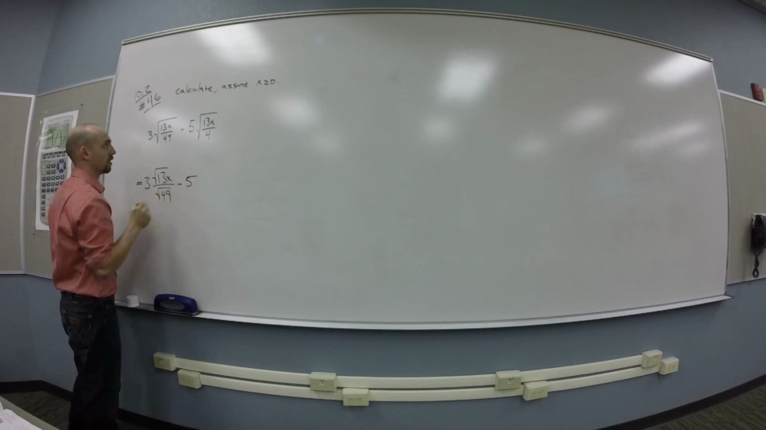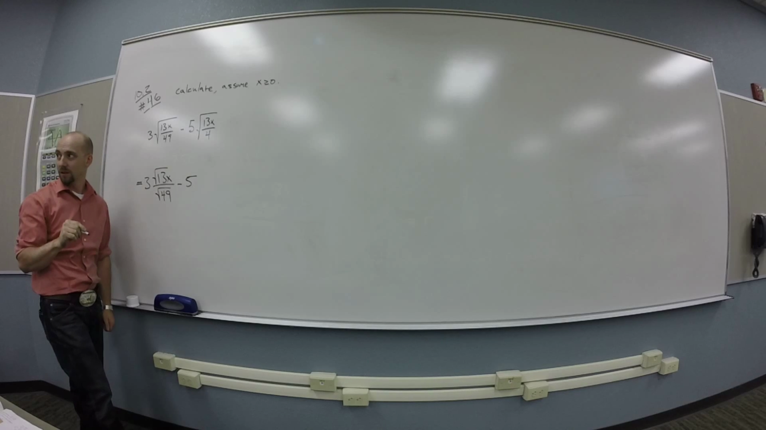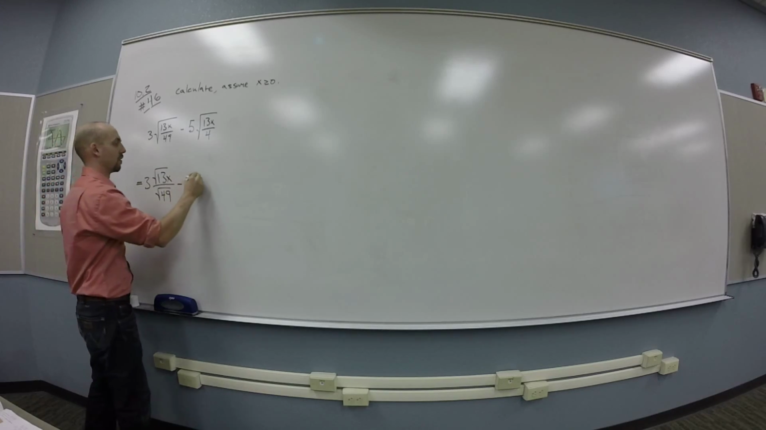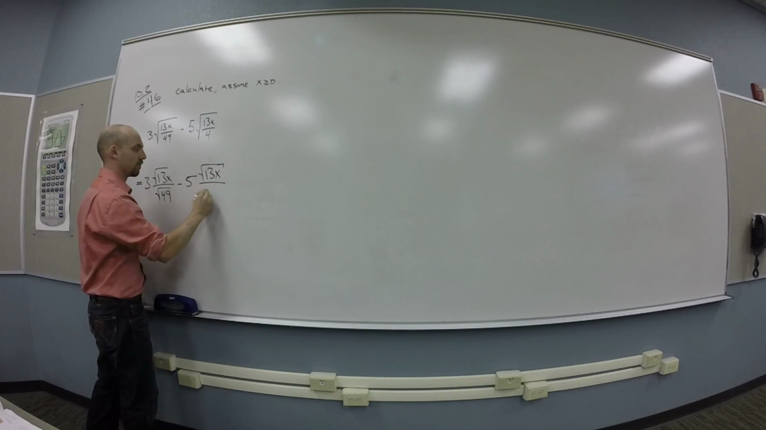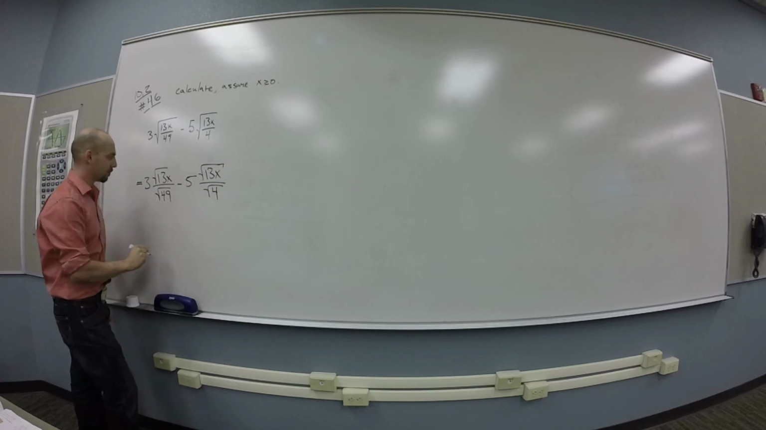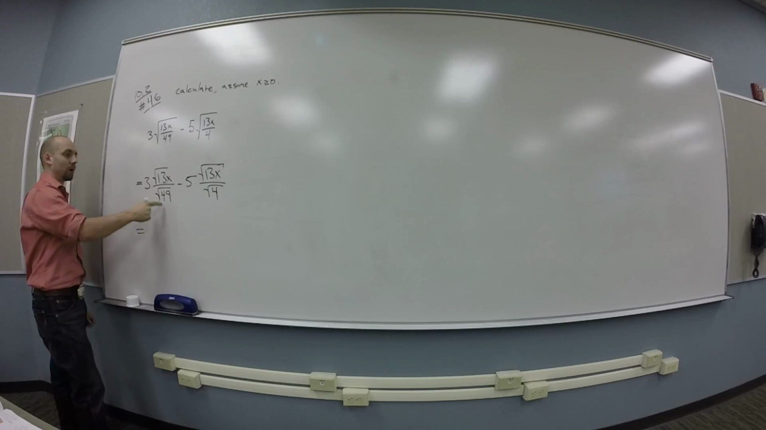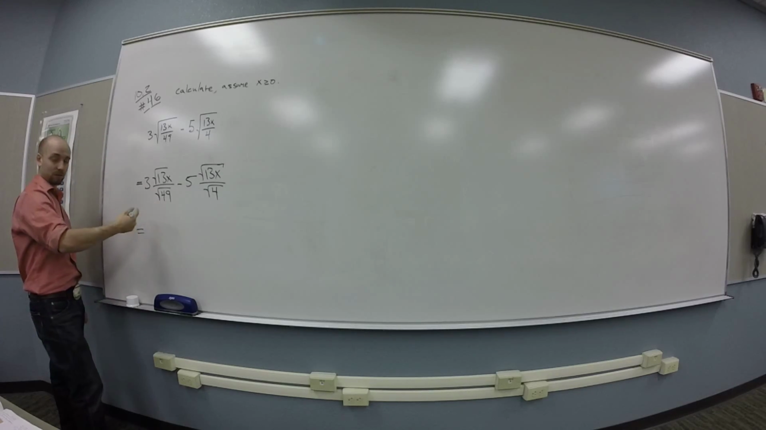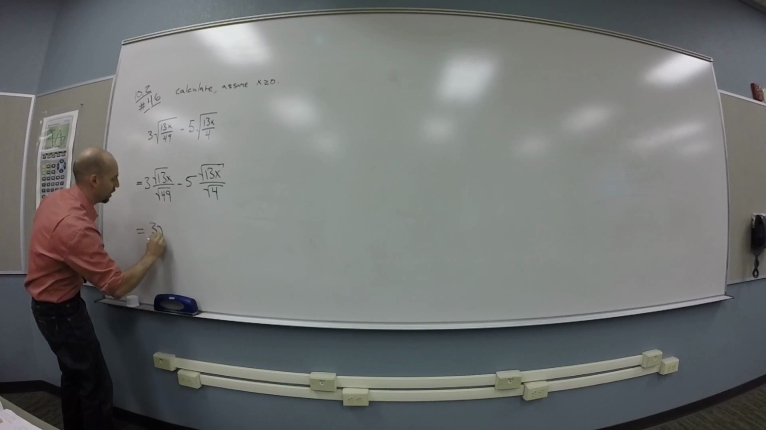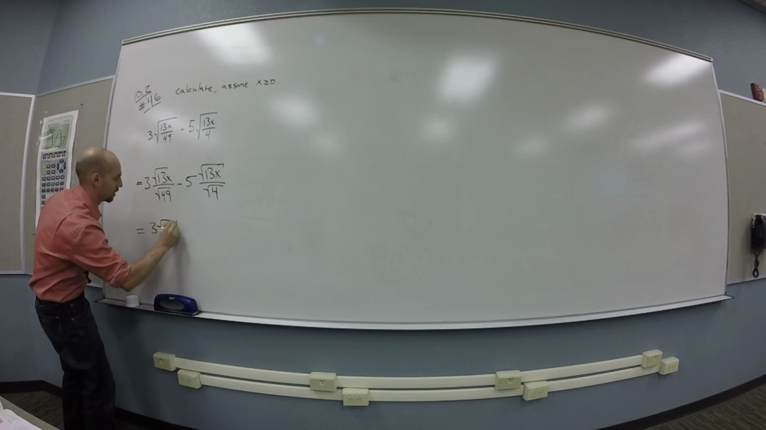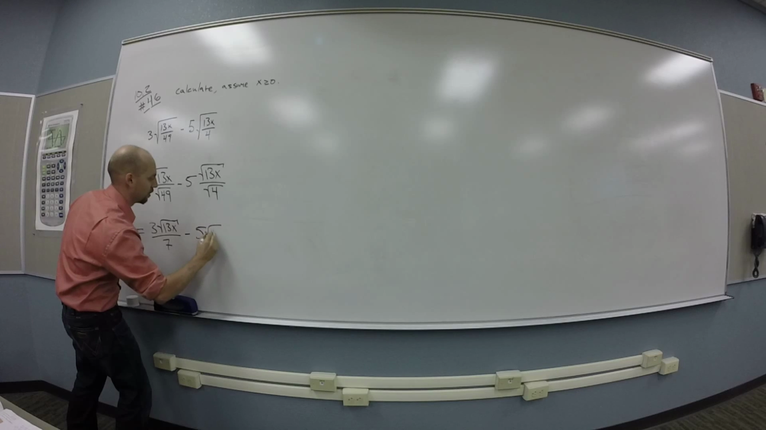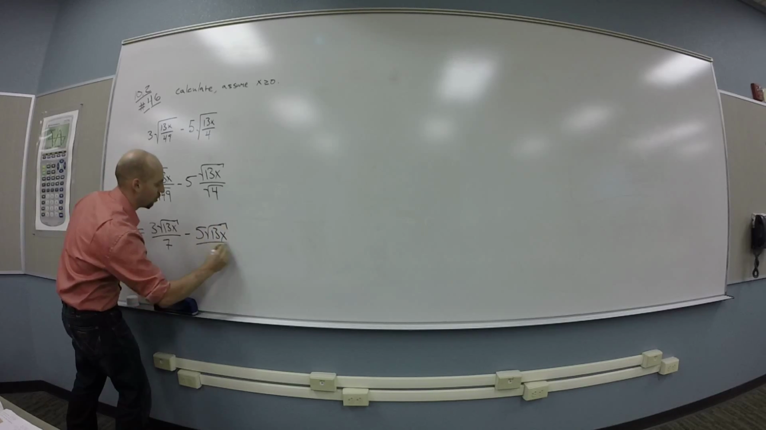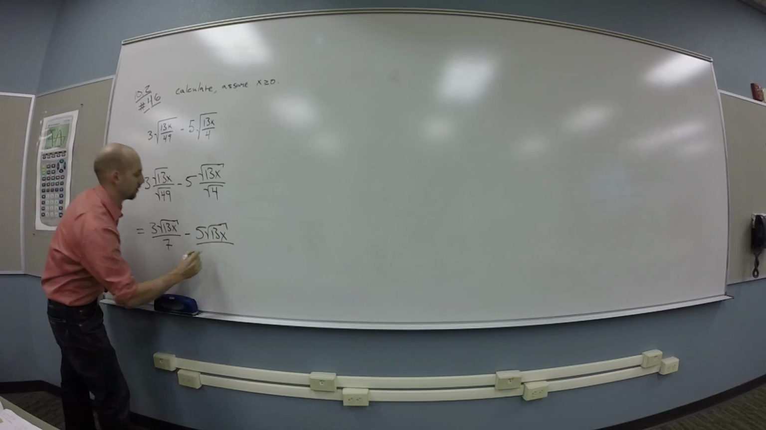And then on the other one, what do I get? Square root of 13x over 2. Okay. Square root of 4. Yeah, so square root of 13x over the square root of 4. And then my next step is to notice, square root of 49 is 7. So I've got 3 square roots of 13x over 7. And then I'm subtracting 5 square roots of 13x over 2.